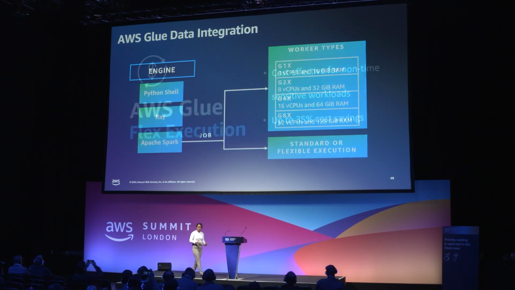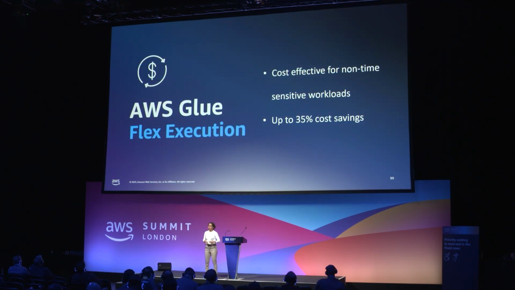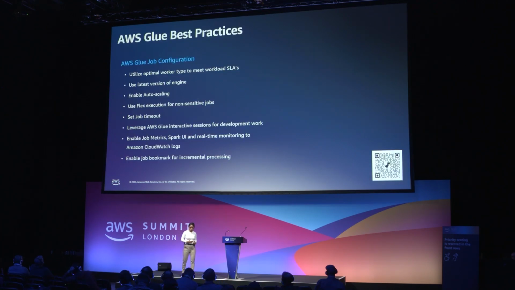When you create your Spark job, you can select different worker types that meet your performance need. And when you execute the job, you can choose standard execution mode or flexible execution mode. With flexible execution mode, you can save costs because essentially you use spare capacity for your execution. But remember, only use flexible execution mode for a non-time sensitive workload.